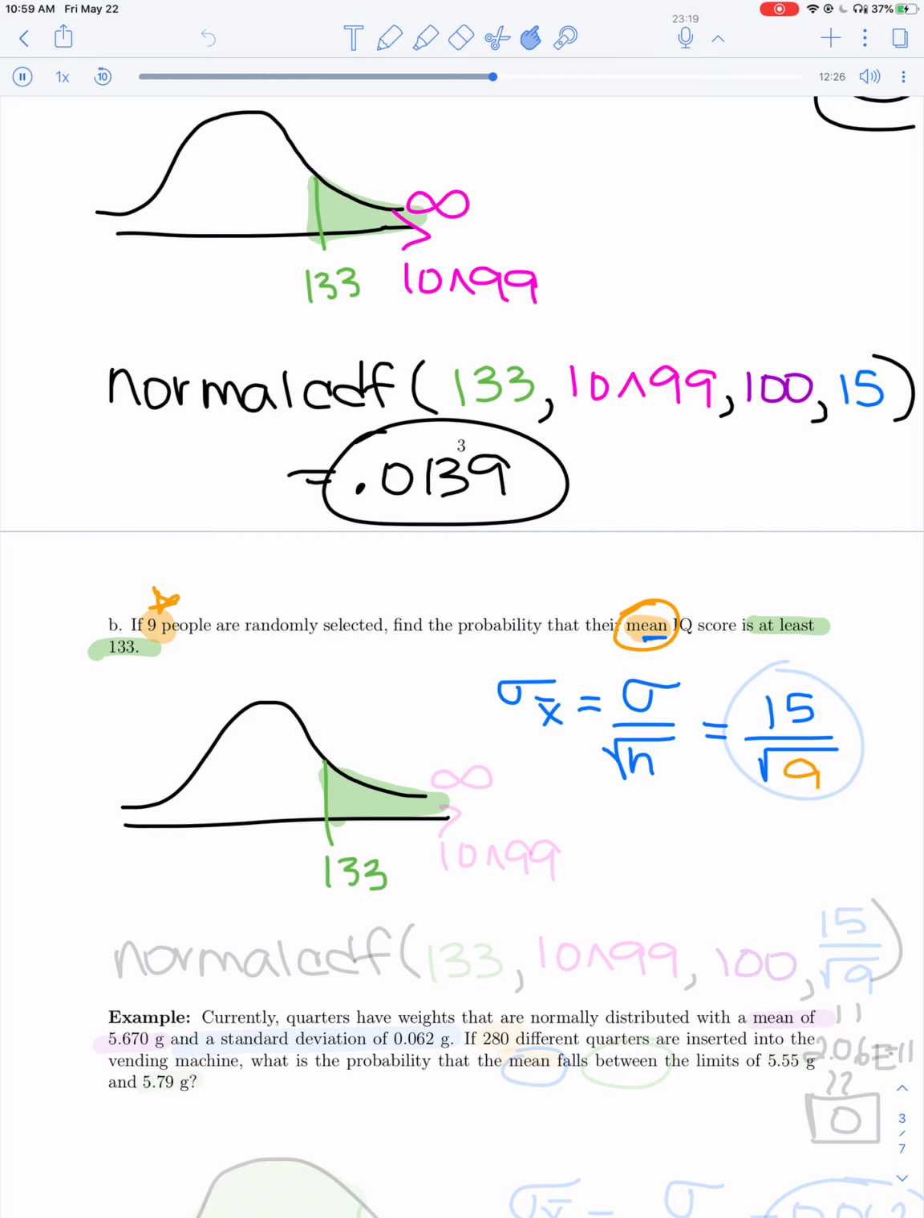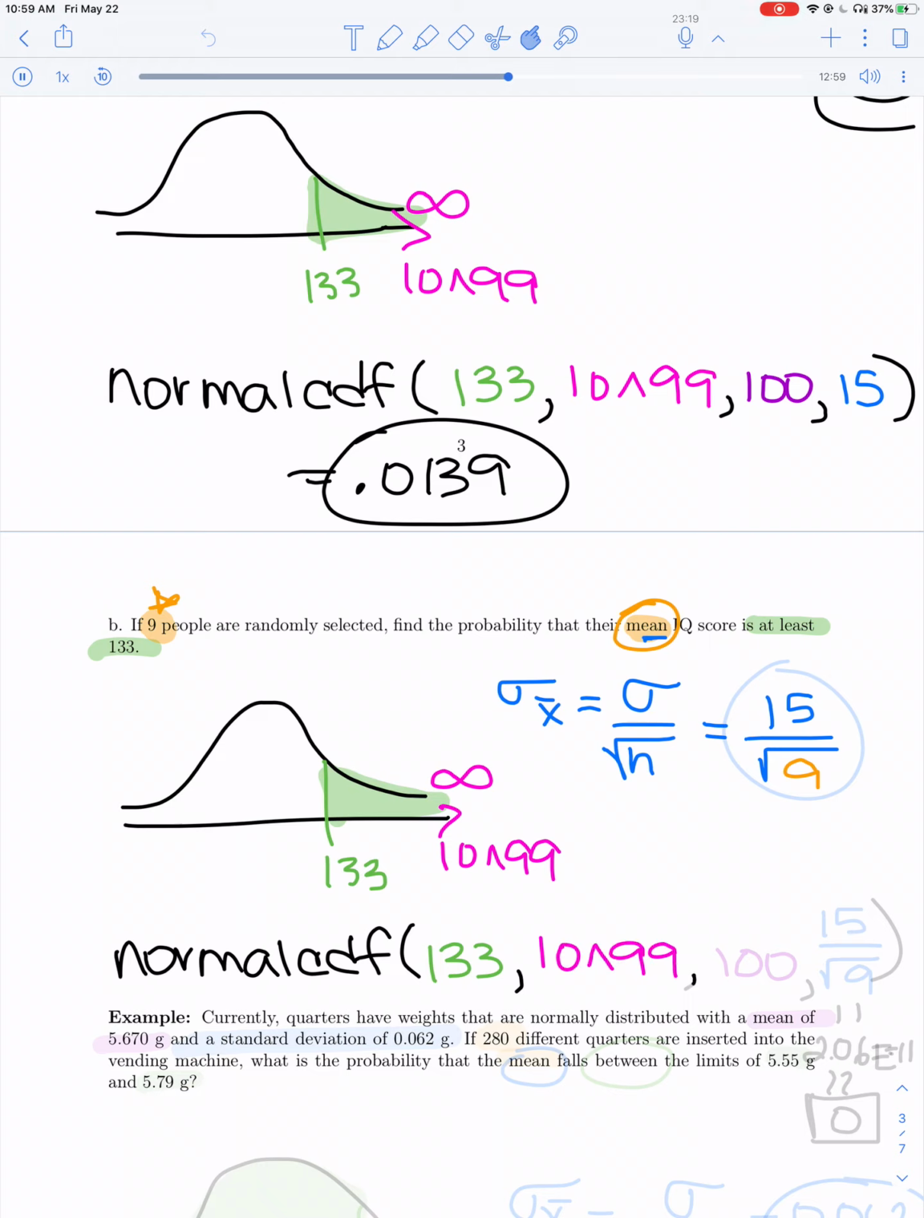So we've got 15 divided by the square root of 9. You can go ahead and do the math. That won't be a decimal. Or you can just go ahead and have the calculator do it for you. Why not? So we'll do our normal CDF just like before, starting out with our 133, comma, it's going to keep on going forever just like the one before it, to the right towards infinity. So that'll be the 10 to the 99th we'll use.